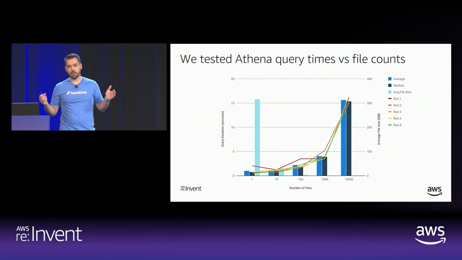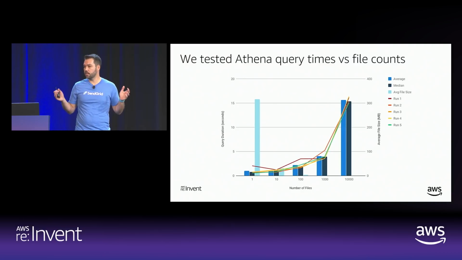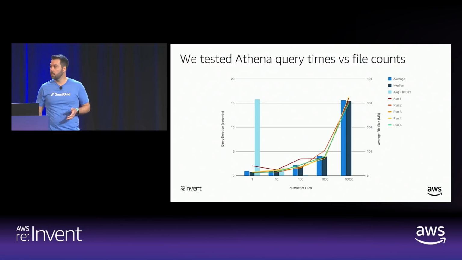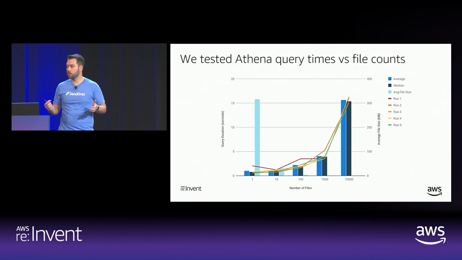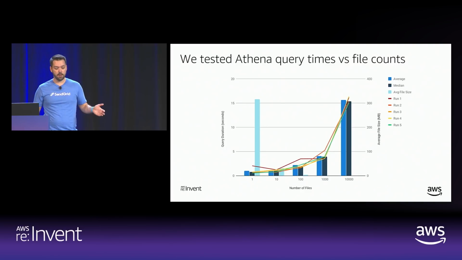So we took 1 million records and put them all in a single ORC file, uploaded it to S3, had Athena query it, and results came back pretty quickly. We then took those 1 million records, split them across 10 files, uploaded them to S3, queried it again, and it took a little longer. We did the same with 100 files, 1,000 files, and then 10,000 files.